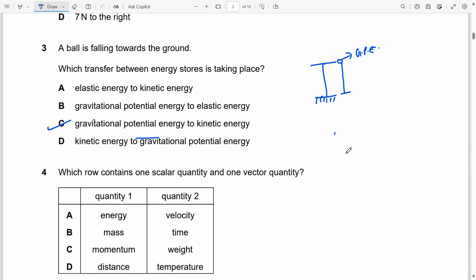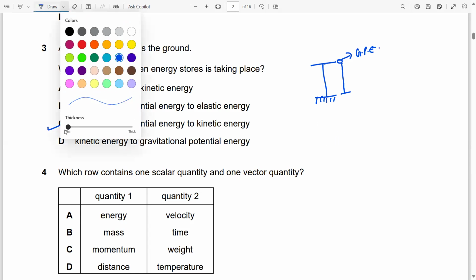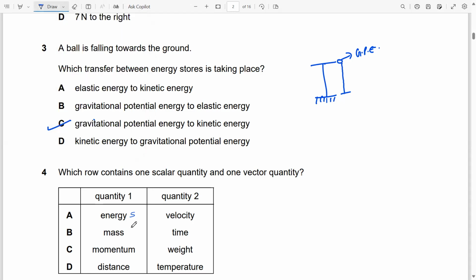Fourth question, which row contains one scalar quantity and one vector quantity? To solve this question, we can label all the quantities as vector or scalar, and then find which row has one of each. Energy is scalar, mass is scalar, momentum is vector, distance is scalar, velocity is vector, time is scalar, weight is vector, temperature is scalar. So the first row contains one scalar and one vector. So option A is the correct one.